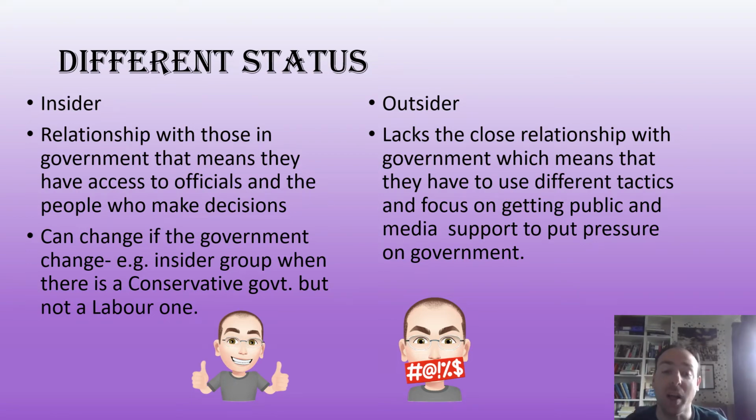Now, this can change if the government changes. So there might be a particular group that is an insider group when there's a Conservative government, but isn't an insider group anymore when there's a Labour government, or vice versa.